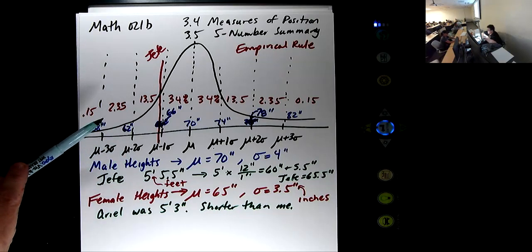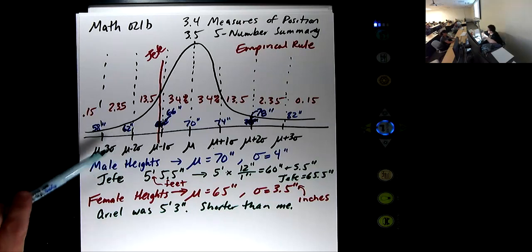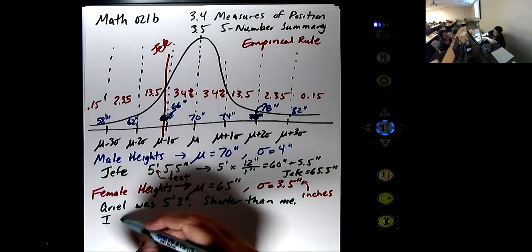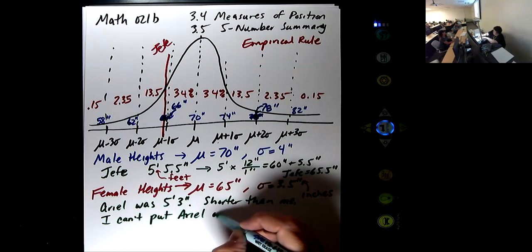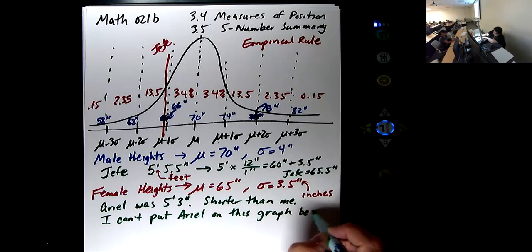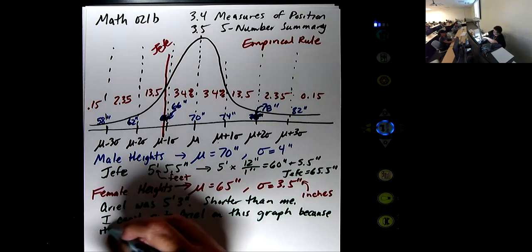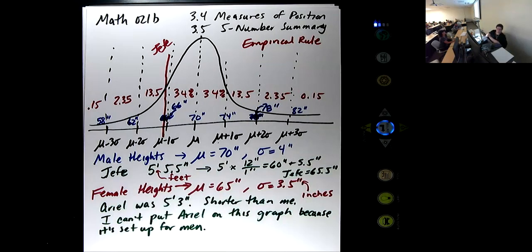The means don't add up. All the numbers I have on here are related to men. Women have a different set. So I can't really put Ariel on here on the graph. Because it's set up for men. But we're both short.